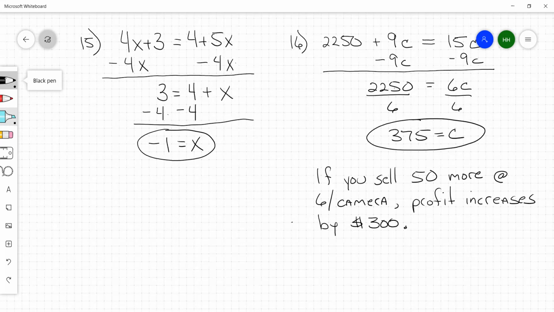All right, and then number 17 right over here. Last one. -2(-8x minus 6) equals negative sign in front of the parentheses, -(2x plus 2).